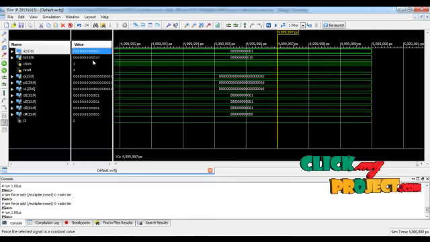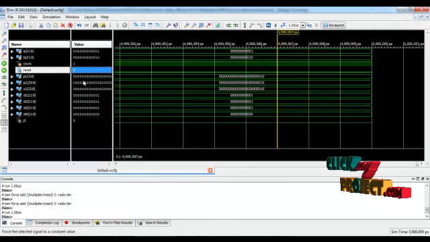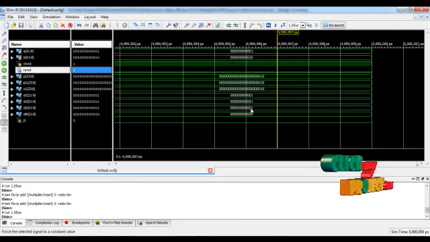So this is the input. A and B are the inputs. This is the clock set. This is finally the output. So this is the proposed 8-bit multiplier.